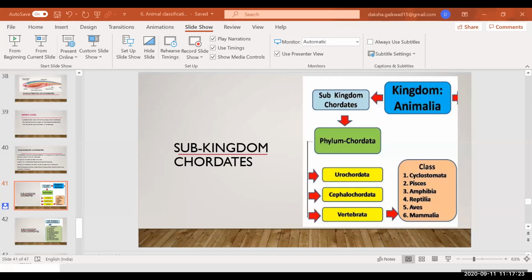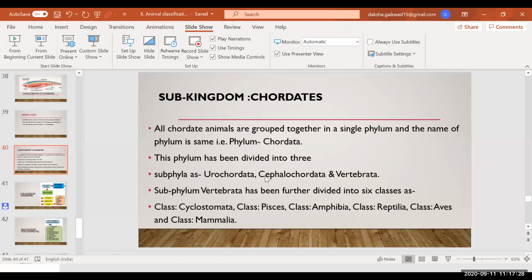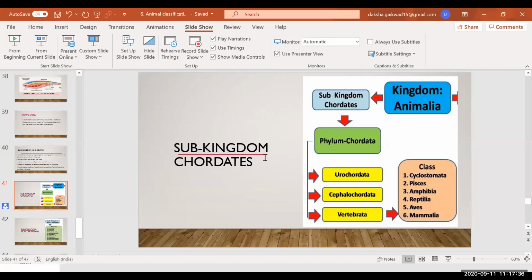Okay, so we will go back to our slide. This is all about the chordates, the characteristics of chordates we have learned. I showed you the video of that. And let's go to the next, here it is a flow chart. You can see how the subkingdom chordates are classified.